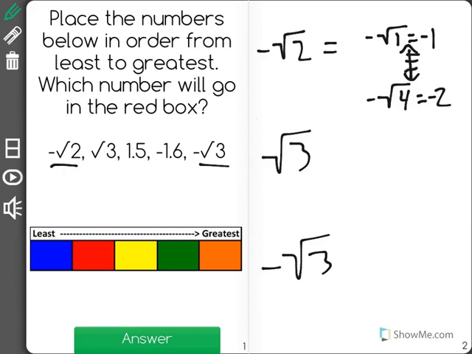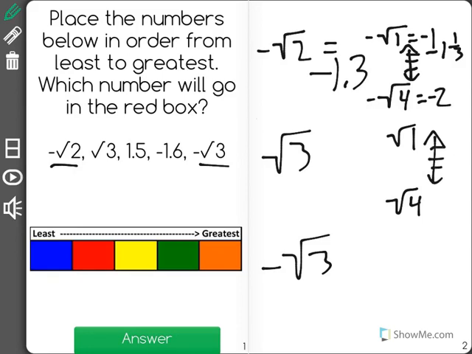So, root 2 is 1/3 of the way between root 1 and root 4. So negative root 2 is equal to negative 1 1/3, or negative 1.3. Root 3 is going to be located the same way as between root 1 and root 4, except it will now be the second place. It will be located at 1 2/3, which is equal to 1.67.